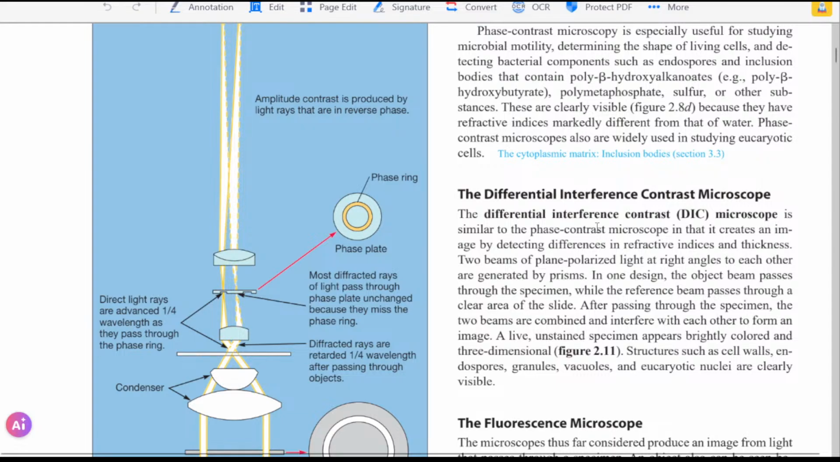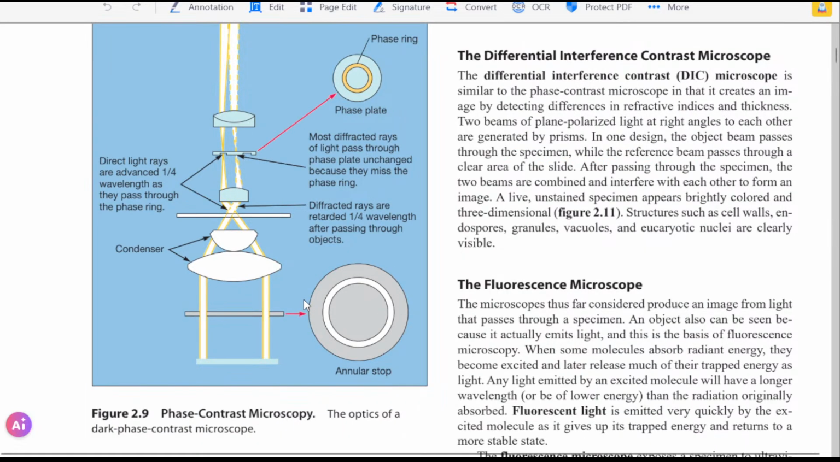I didn't get what they were saying. Let's see if we can understand it by diagram.